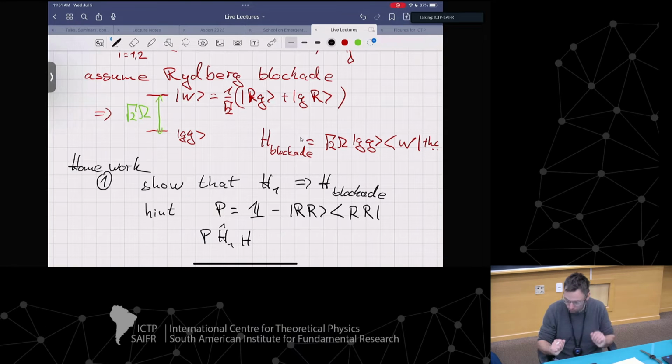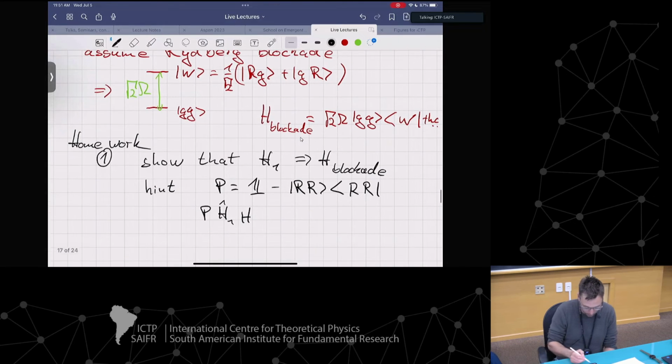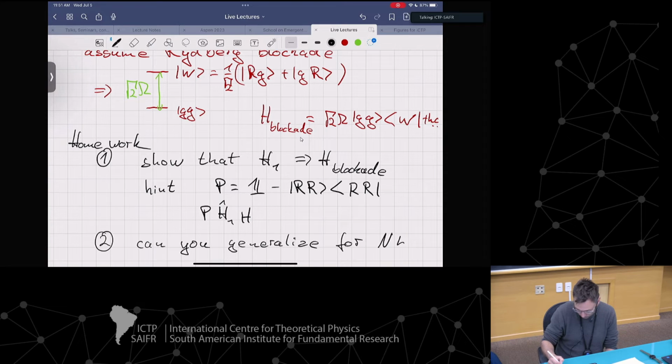But I think it's a useful exercise just to do it. And there are multiple ways of doing it. But what you should get out is that you indeed get also this enhanced Rabi frequency. And then number 2 is, can you generalize for n blockaded atoms?